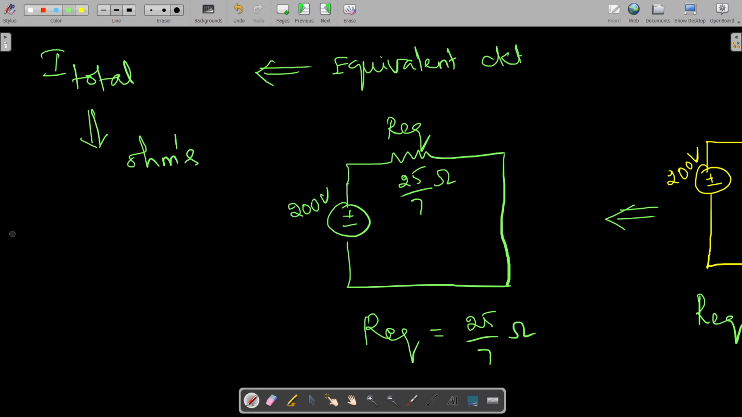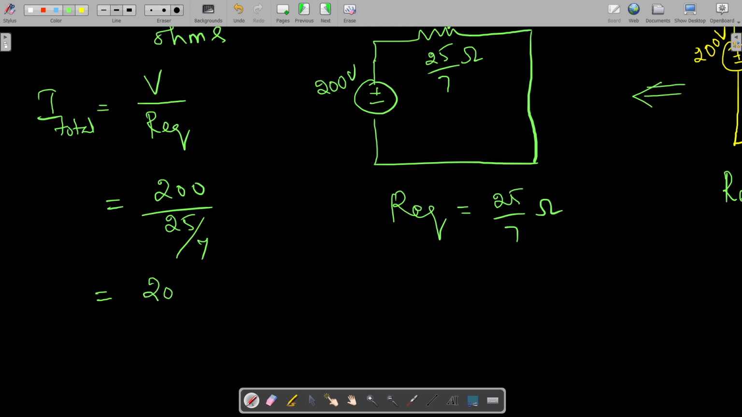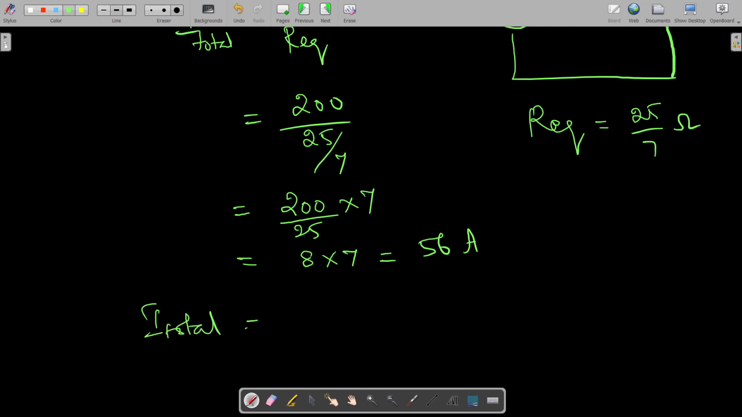By using Ohm's law, I total is equal to V by R, isn't it? V by R equivalent here. So what is the V value here? That is 200 volts divided by R equivalent, which is 25 divided by 7. So that is equal to 200 divided by 25 into 7, isn't it? So it is 8 times 7. So it is 56 amps. So we found the I total. I total is equal to 56 amps.